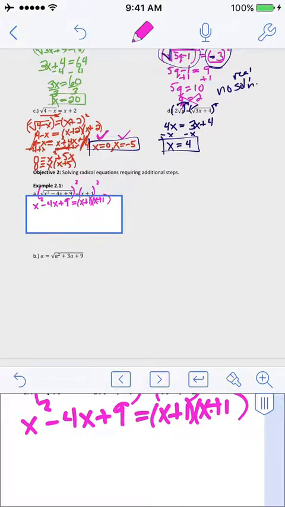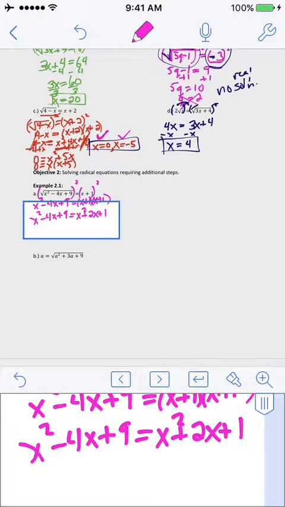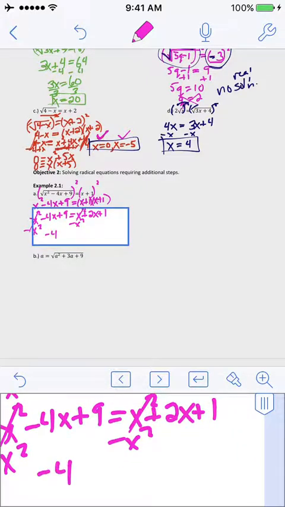Alrighty. I still have 4x minus x squared minus 4x plus 9. Multiply that out, you get x squared, 1x and 1x is 2x, times 1 is 1. You might be thinking, oh crap, double quadratic. That's actually a gift for you, because if you subtract those from two sides, they cancel out. You're left with two linears. So negative 4x plus 9 is equal to 2x plus 1.